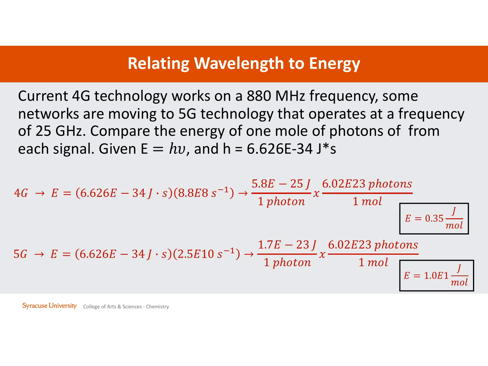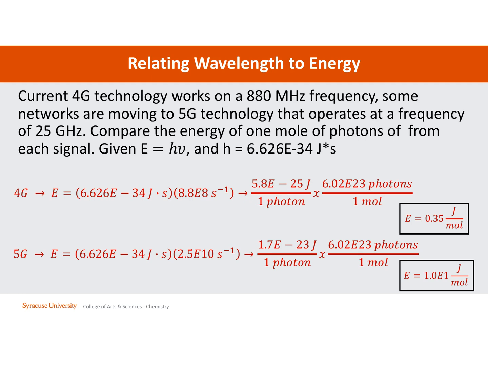So here's that calculation, right? For the 4G, here's my Planck's constant times my frequency that I found from the previous problem. So that energy ends up being about 5.8 e to the negative 25 joules. The key, though, for the next step is that that many joules is for 1 photon.